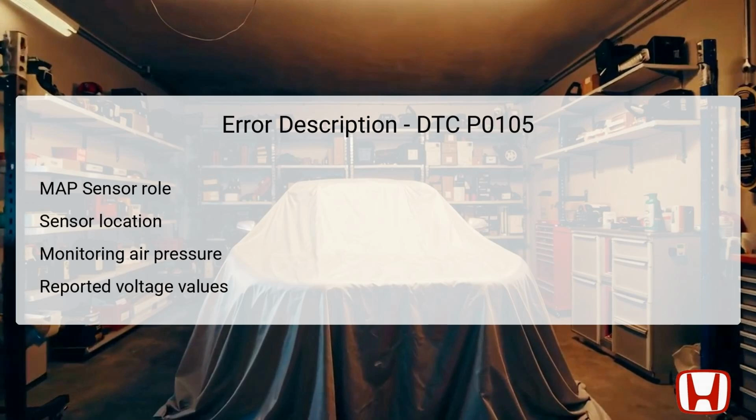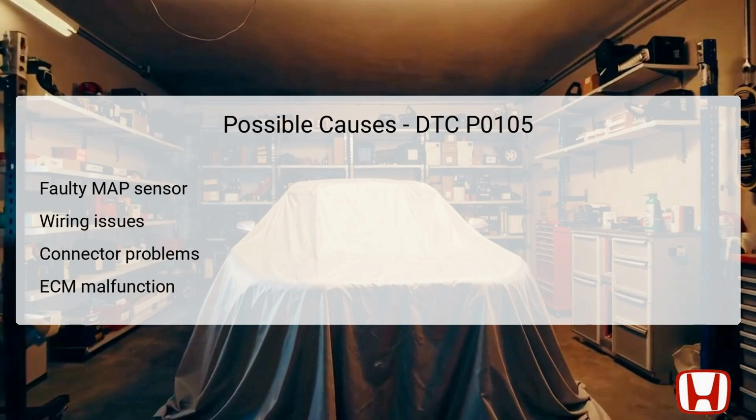the sensor or circuitry. Several factors can lead to the activation of DTC P0105. The most common culprit is a faulty MAP sensor itself, which might fail due to wear or internal damage affecting its ability to send accurate readings.